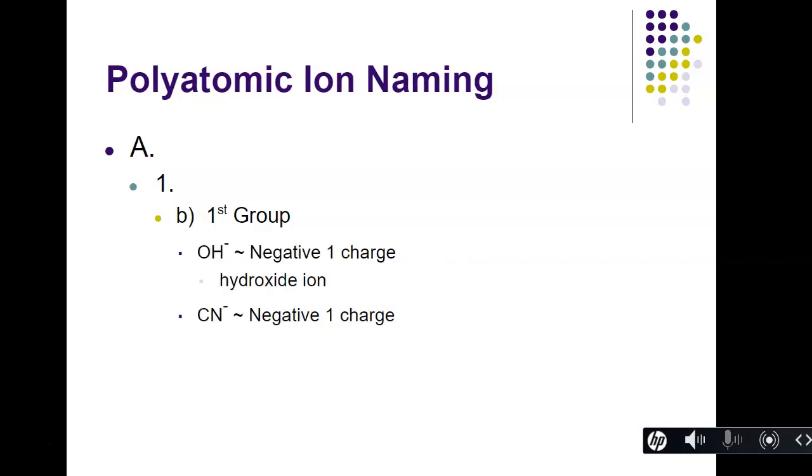This first group are some that don't actually follow any of our rules, so I just kind of separate them. The first one is the OH with a -1 charge. This is the hydroxide ion. CN with a -1 charge is going to be our cyanide ion. And then our only positive polyatomic ion that we're going to be working with is the ammonium ion. So that entire NH4 has a +1 charge. And you guys have actually drawn all three of these when we drew our covalently bonded compounds.